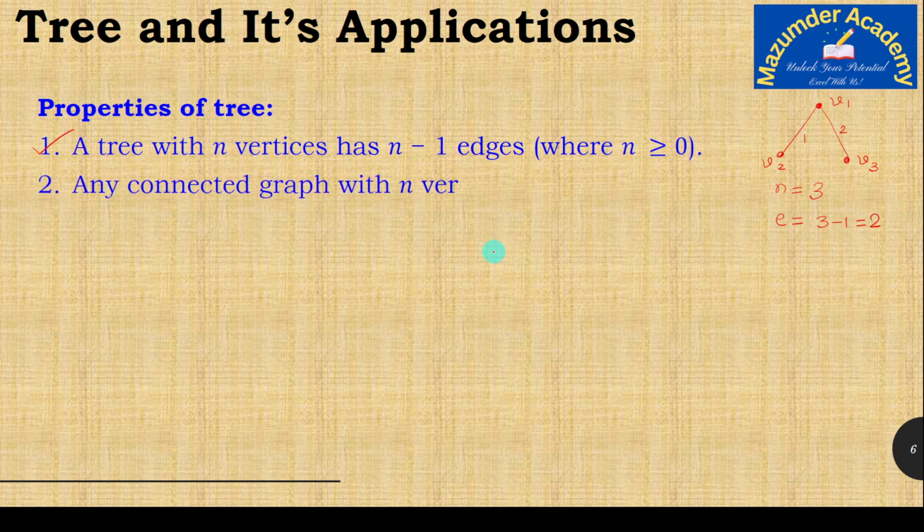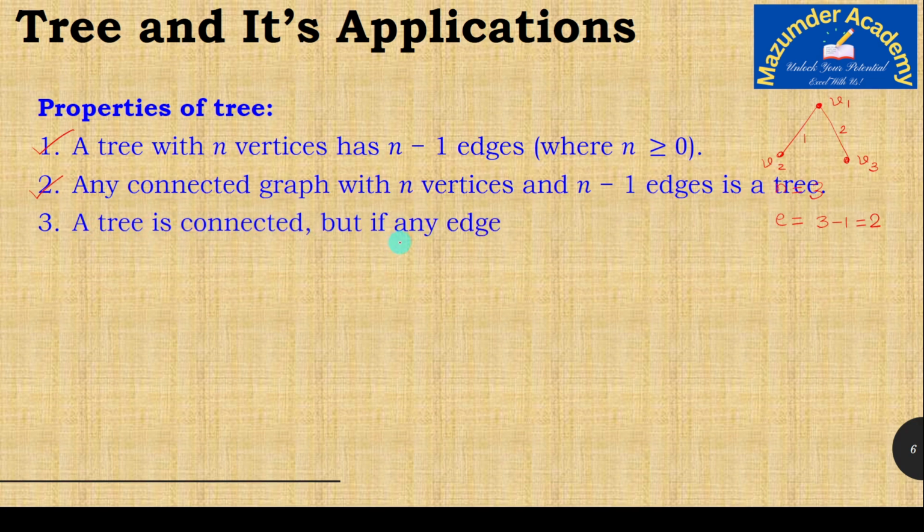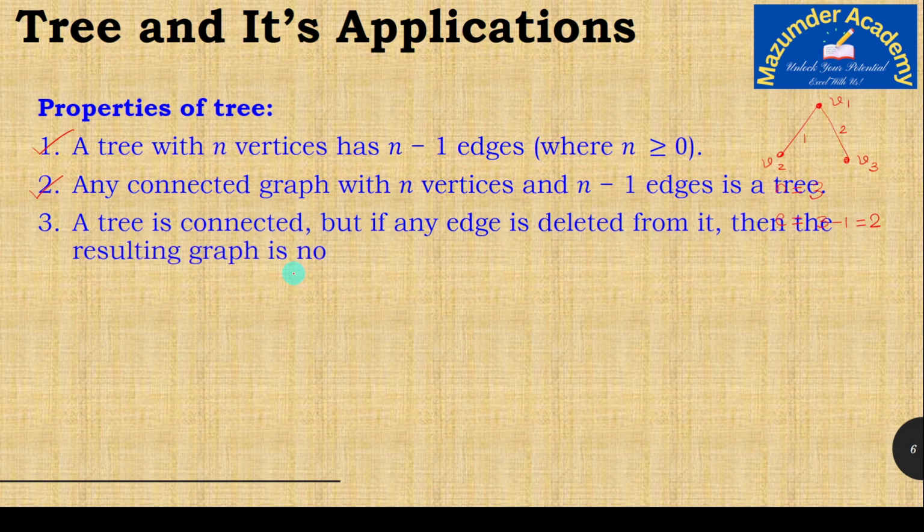Next, any connected graph with n vertices and n-1 edges is a tree. That means this is the rephrase of property number 1. Why is this rephrase important for us? Because if any multiple choice or short question is asked with rephrasing, you should understand and choose the correct option. Next, a tree is connected, but if any edge is deleted from it, then the resulting graph is no more connected. It will be a disconnected graph. And we can easily see, suppose in this graph we delete edge 2, then the graph will become disconnected because V3 will be an isolated vertex. There will be no connectivity or no path from V1 to V3 if we delete the edge 2. So that is the explanation of property 3.